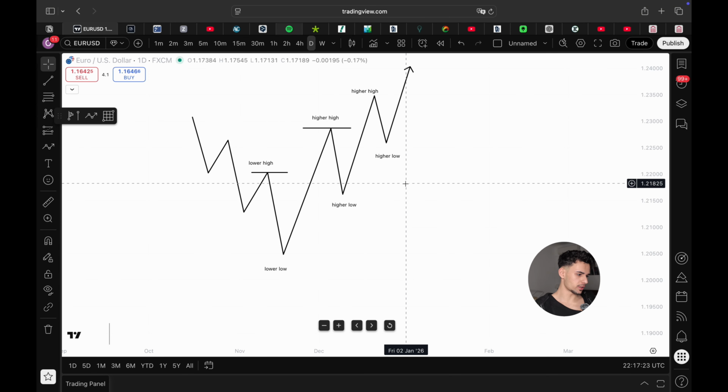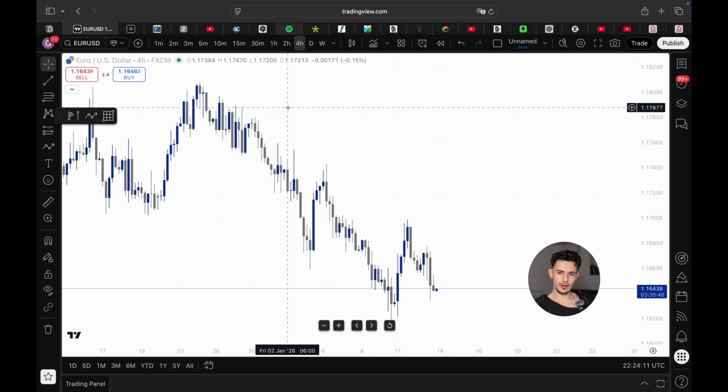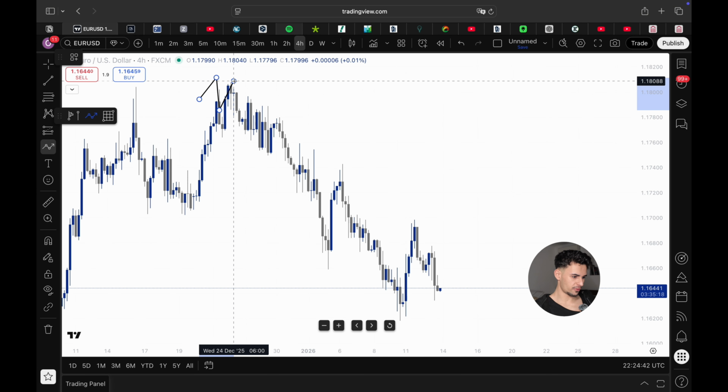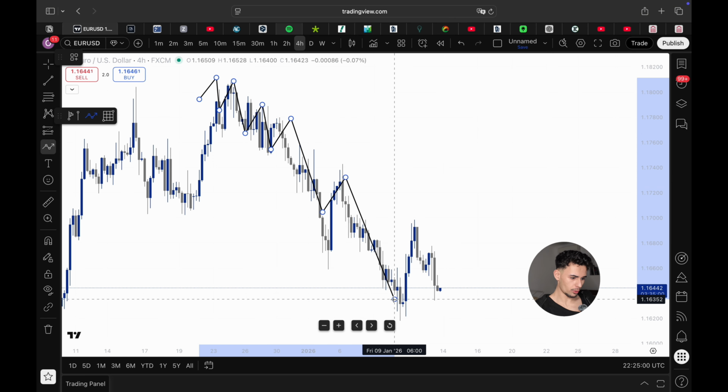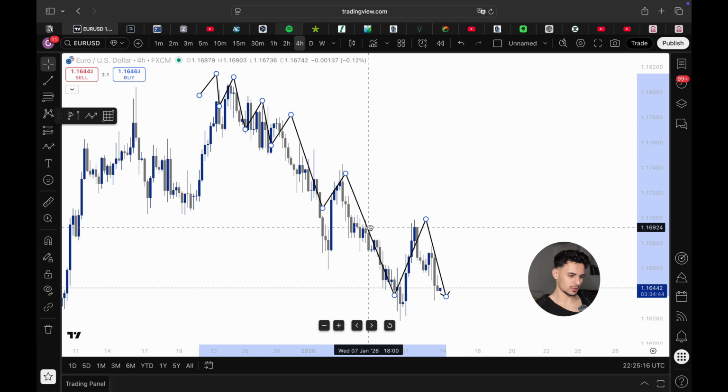So guys, we are currently on Euro USD. Is the market structure here currently bullish or bearish? What do we have here? Let's get through this. So we have our high and we have our low. We have our lower high followed by our lower low, lower high again. Then we see we have a lower low followed by our lower high. We can see that our market structure is currently bearish.